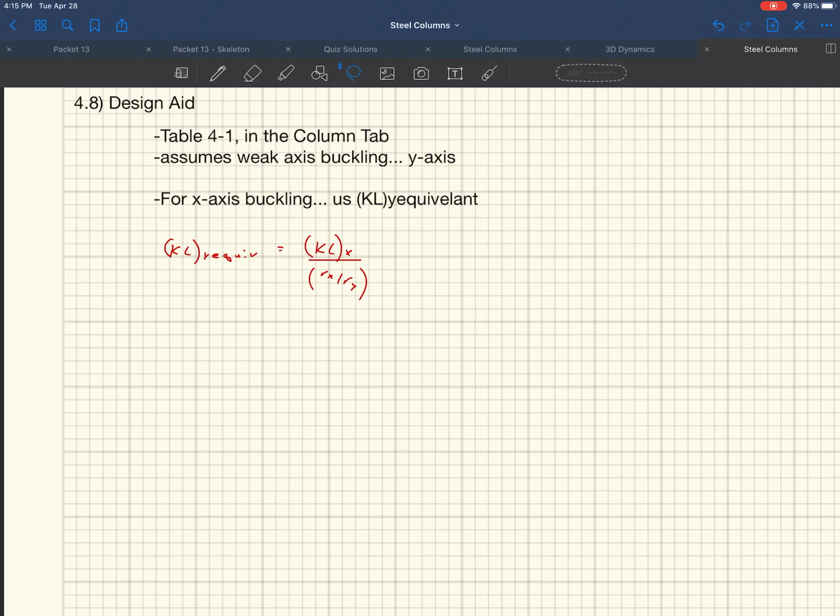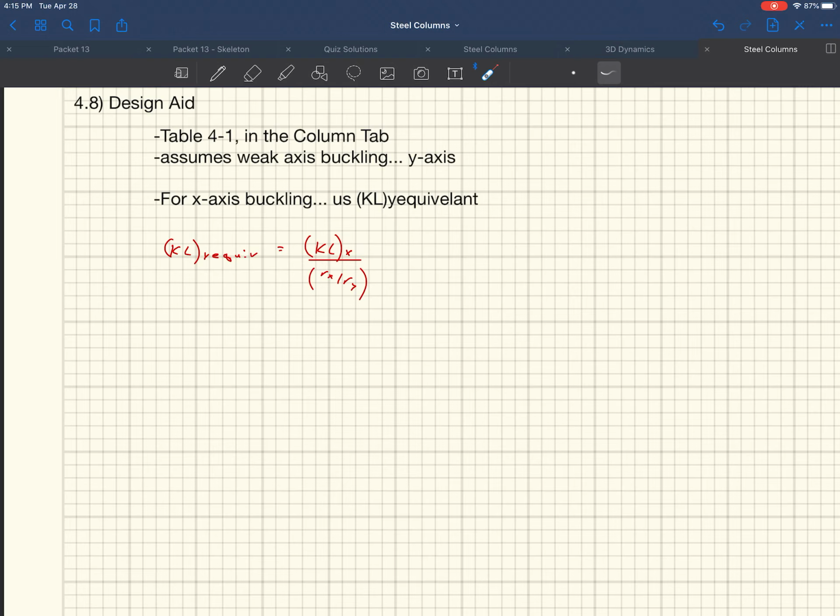But do understand this. We have to do this. What do you need to know in order to do these problems? We need to make this a KLY equivalent so that we can use the weak axis bending table. In that table, we pretend this bigger length is shorter so that it will give us a higher capacity, which would be equivalent to calculating the KL over R in just the X direction. Anyways, we need to do this.